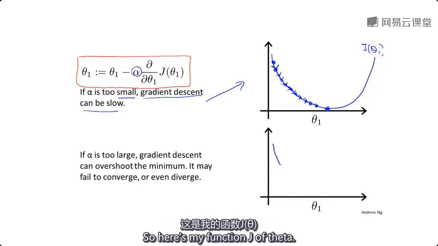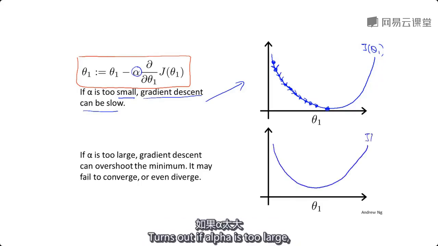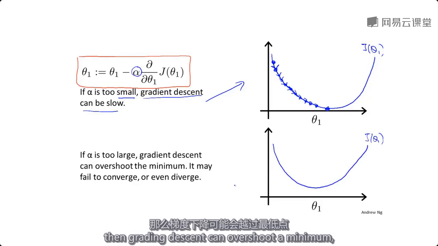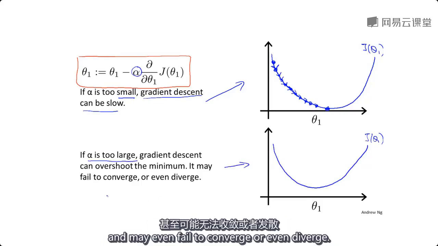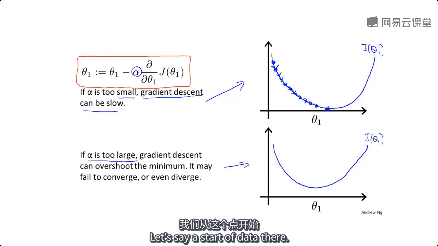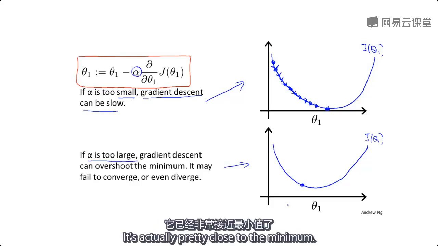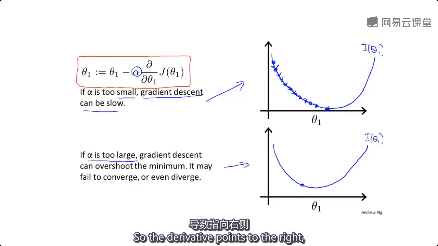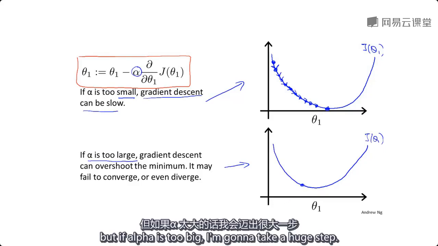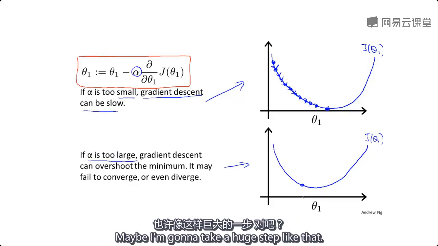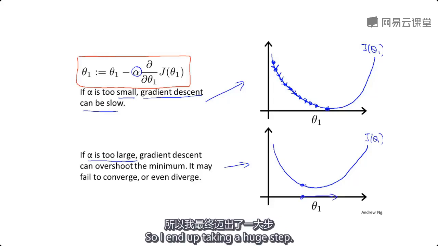Here's my function J of theta. Turns out, if alpha is too large, then gradient descent can overshoot the minimum and may even fail to converge or even diverge. Here's what I mean. Let's say I start off theta there. It's actually pretty close to the minimum. So the derivative points to the right, but if alpha is too big, I'm going to take a huge step, maybe a huge step like that.